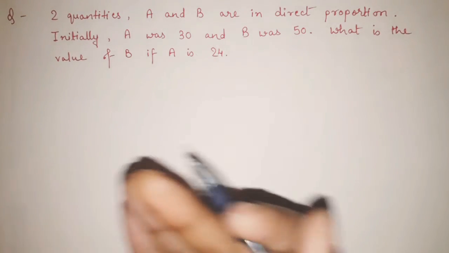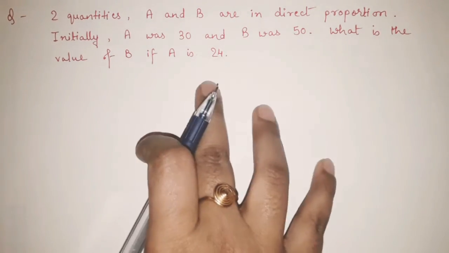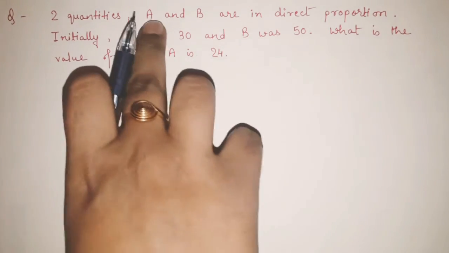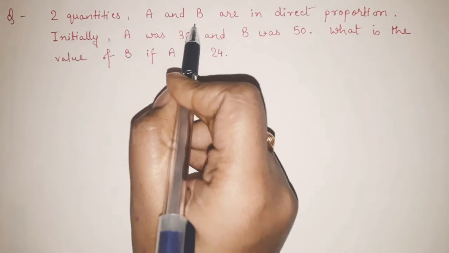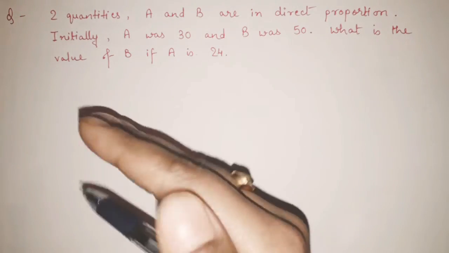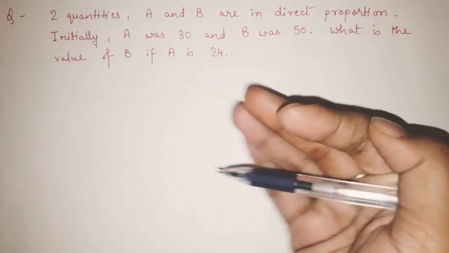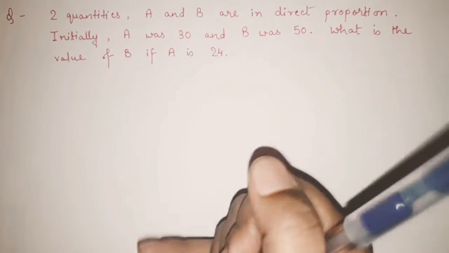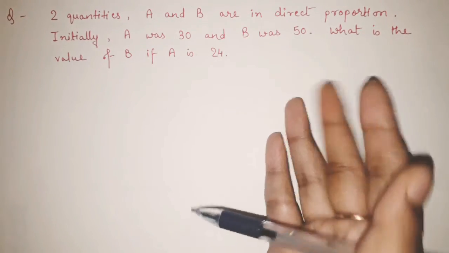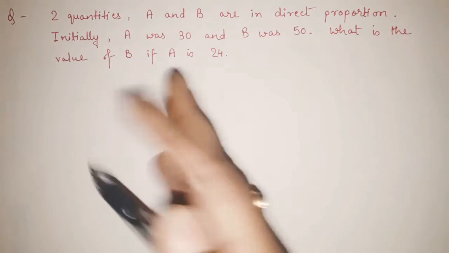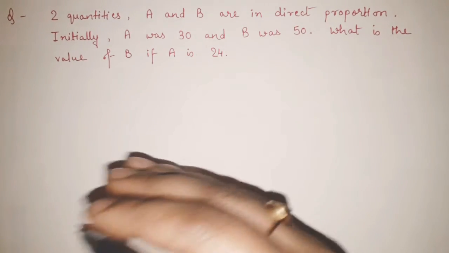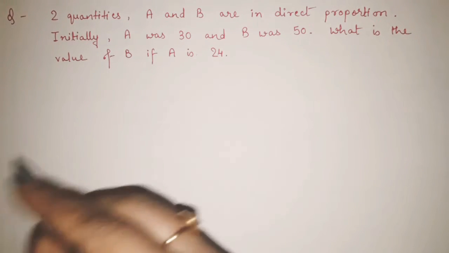So here they have given that A and B are in direct proportion. So what do they mean when they say that A and B are in direct proportion? It means whenever A increases, B will increase. Whenever A decreases, B will decrease. That means B and A are in direct proportion with each other. Fine. They will behave similarly, in the same proportion.